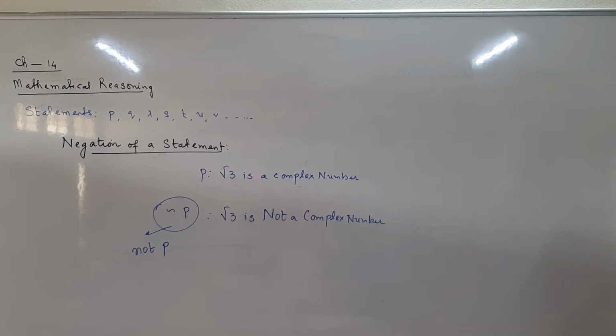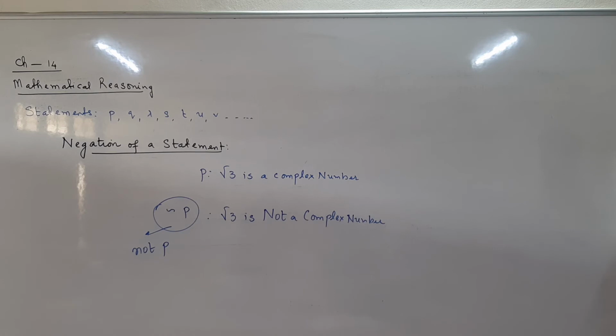Students, what is negation of a statement? The denial of the truth value of a statement is called negation of a statement. Denial of truth value means if the statement is true, its negation is false. And if the statement is false, its negation is true. We have taken the best example.